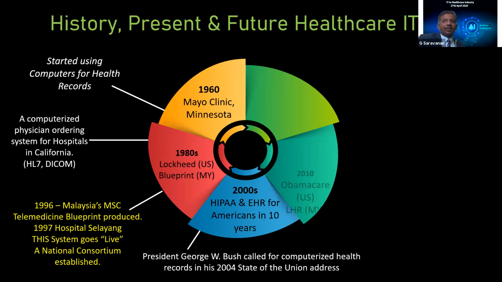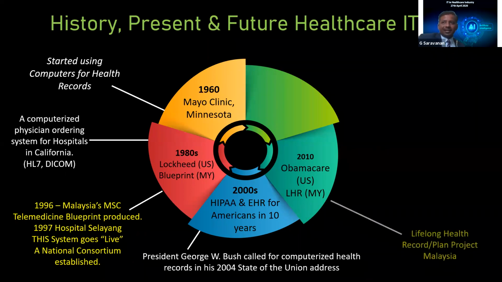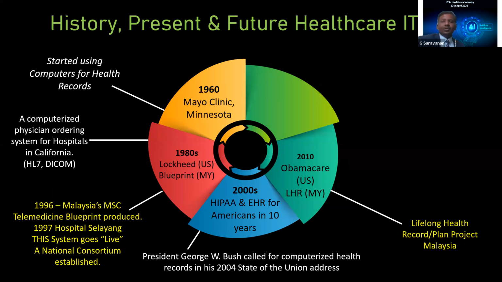And they did manage to do it to a large extent under Obamacare. I'm sure you guys know. Obamacare really put the whole program on steroids, and they went ahead. And a quick piece of information: throughout from 1996 until the early 2000s, or in fact the mid 2000s, Malaysia also went through many project cycles in healthcare. One prominent one is the Lifelong Health Record project, or Lifelong Health Plan. There are 2 phases of the project actually, right? But it didn't pick up as well. It was a part of the telemedicine blueprint. It never got picked up, right?